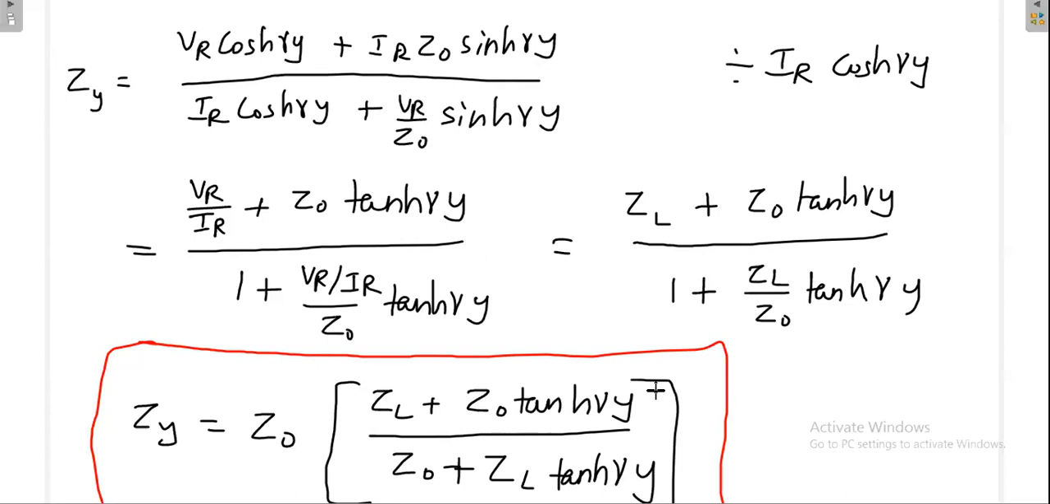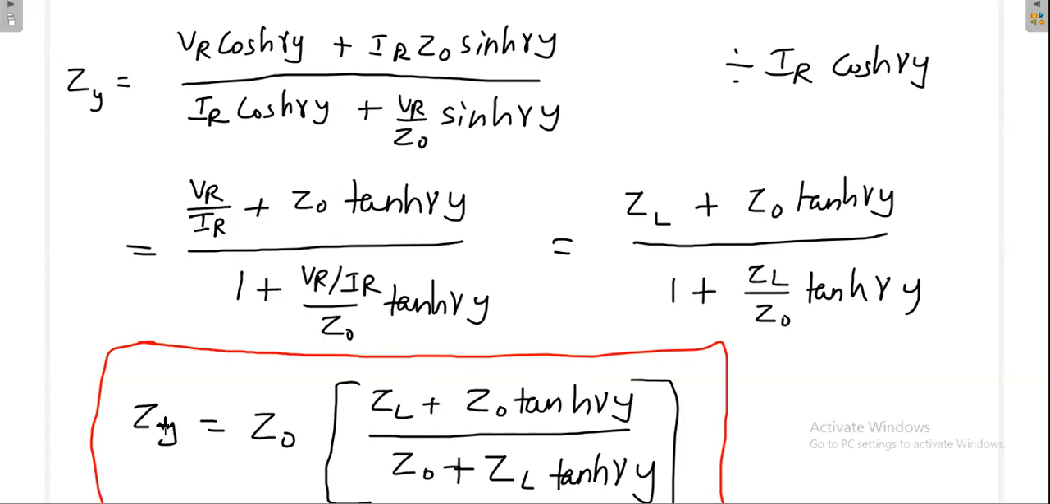You just try to remember the structure of the formula, but don't remember this formula, because later you have to remember some other formula. This one is for a general line, but we have to remember the formula for a lossless line. I will apply some condition later and then modify the equations. So just remember the structure: you start with Z naught, then ZL, then Z naught, with the same format in the denominator, but ZL and Z naught interchanged. This is the impedance anywhere on the line.